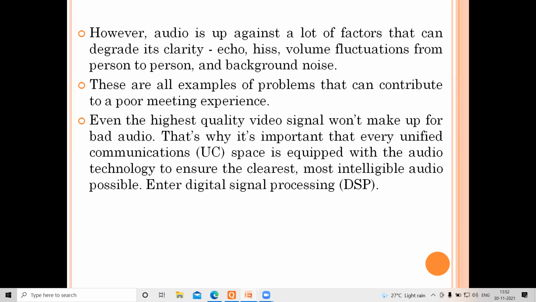That's why it's important that every unified communication space is equipped with the right audio technology to ensure the clearest, most intelligible audio possible. You are in the age of artificial intelligence. You are in the age of machine learning. You're talking of robotics. You're talking of data.